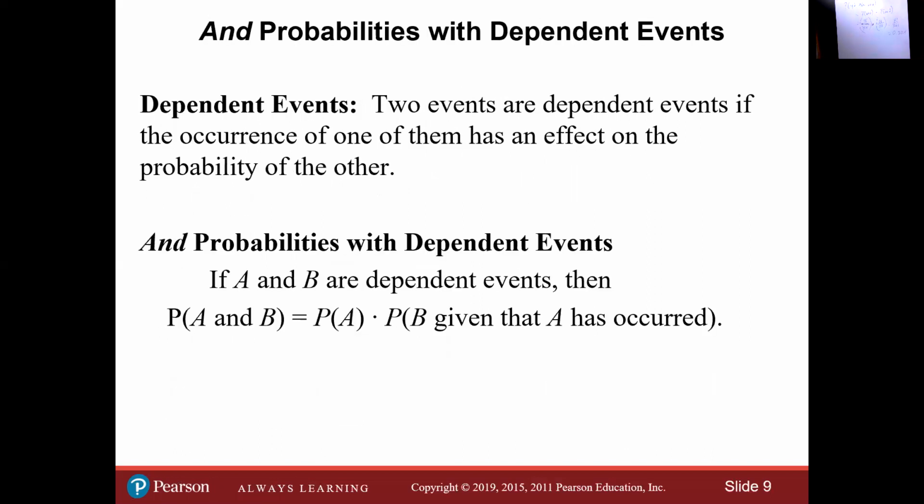Okay. Now everything we've looked at so far has been independent events, where one event doesn't influence the next. If we have dependent events, the result of the first outcome influences the second. So if we have dependent events, we use a slightly different formula: probability of A times probability of B, given that A has occurred.